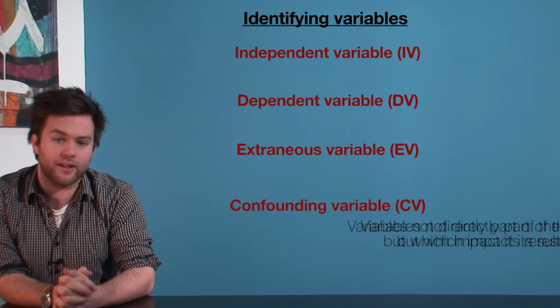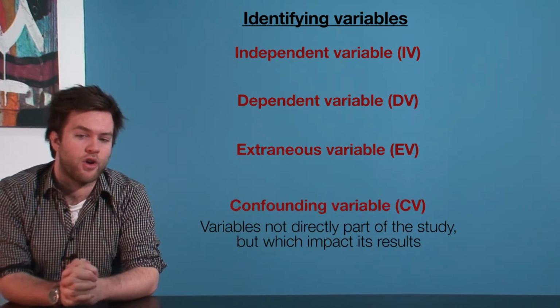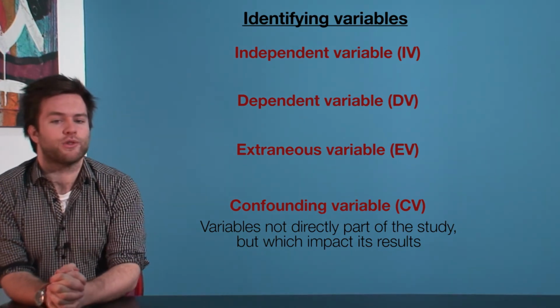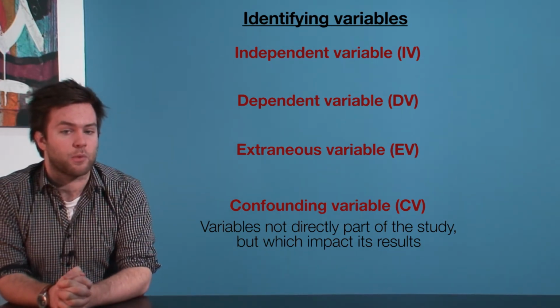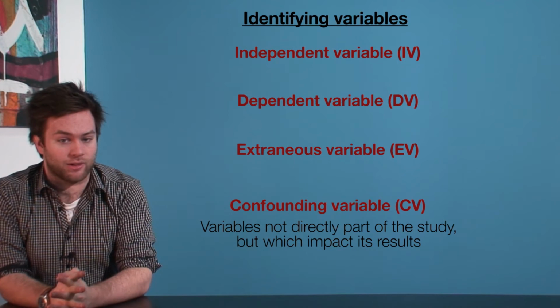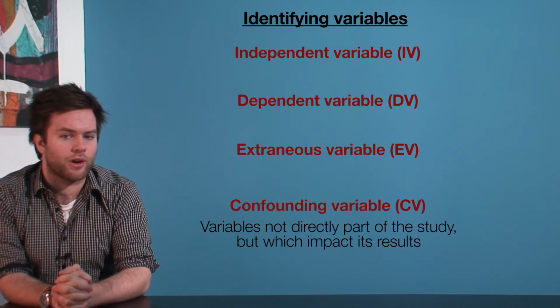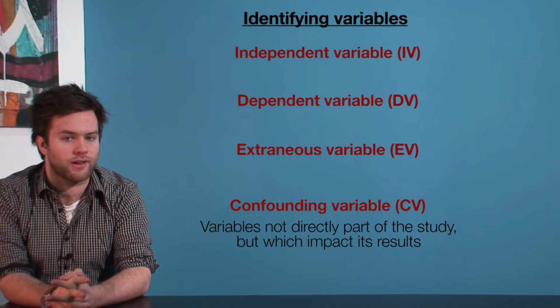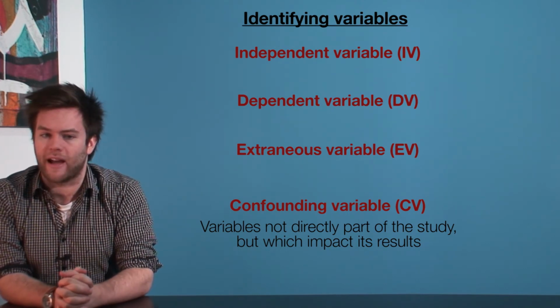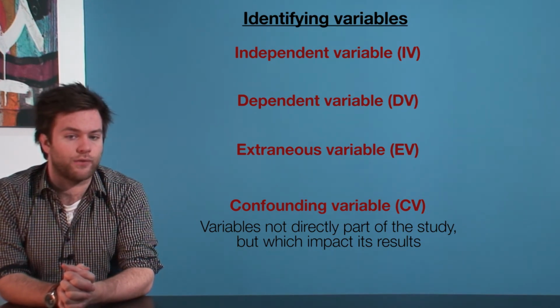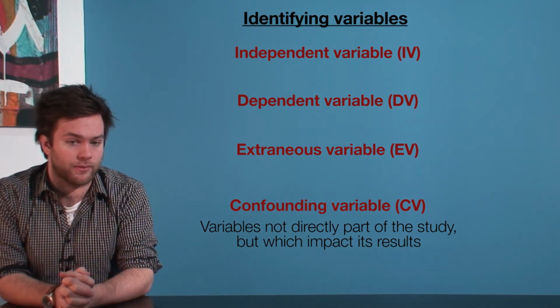But when confounding variables are present in a study, no generalizations from its results can be made. These are variables not directly part of the study, but which impact its results. For example, it would be difficult to definitively conclude that males are naturally more confident than females, or vice versa, because the social environments for males and females is quite different from birth. This social environment is a confounding variable.